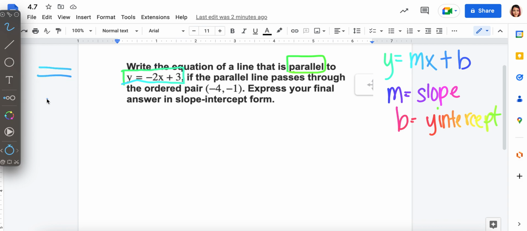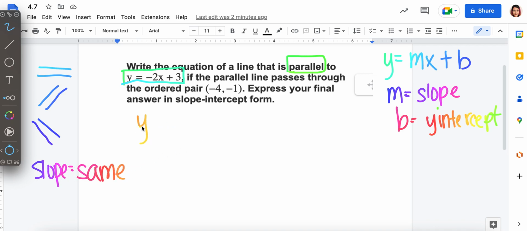Parallel lines never meet. So no matter how they're written, the slope, the constant of change, the rate of change, is always the same because they have to increase at the same rate or fall at the same rate, just like these lines. So we know that the slope of parallel lines is going to be the same. So our slope is going to be the same. So taking our original equation, and we're writing an equation that's parallel to this equation, we know that our slopes have to be the same.